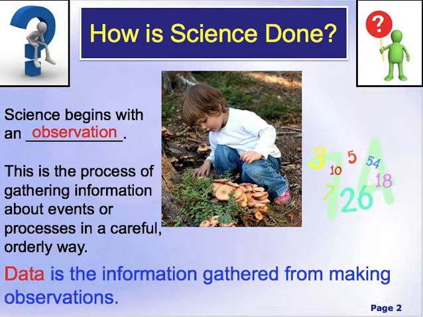How is science done? Well, science always begins with some observation that we make. Our observations are going to be through the five senses. It is sight, touch, taste, feel, and hear. So what is it that we're seeing? What is it that we're smelling, that we're feeling? So this is the process that we gather the information about events and processes in a careful, orderly way. We have to be able to gather our data and all the things that we observe.